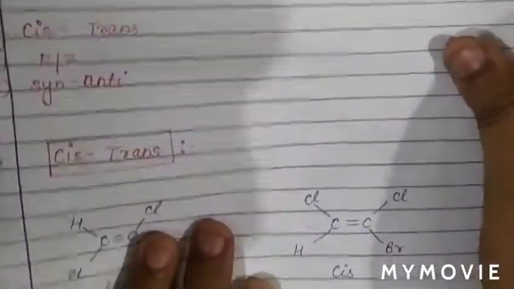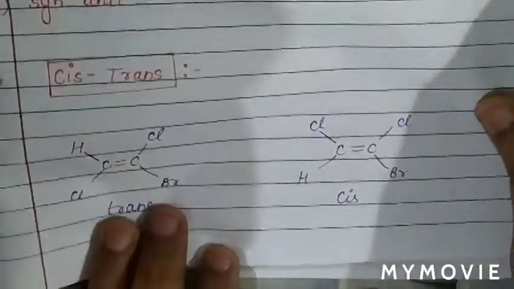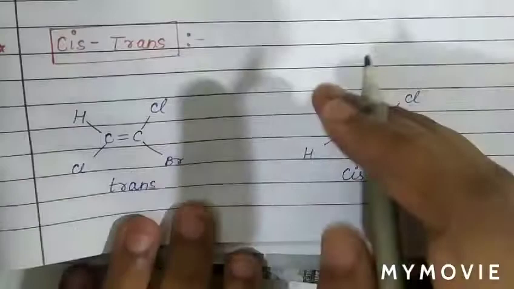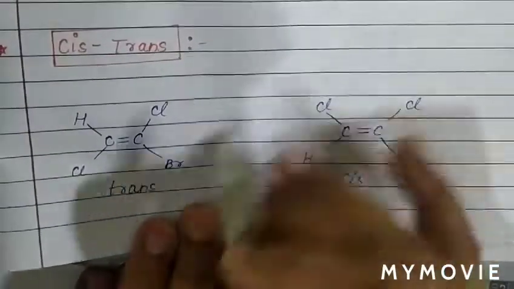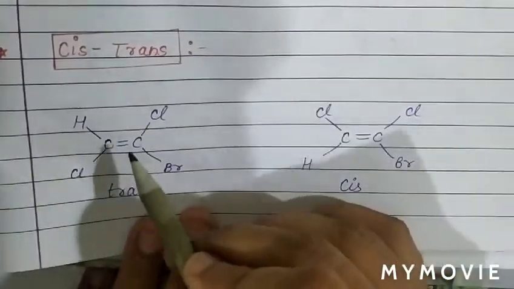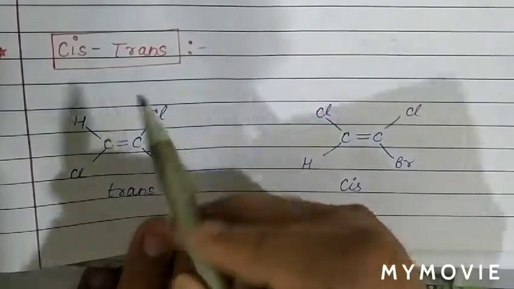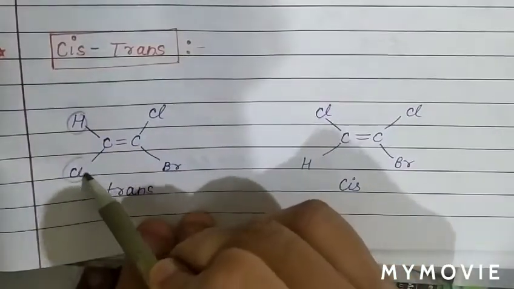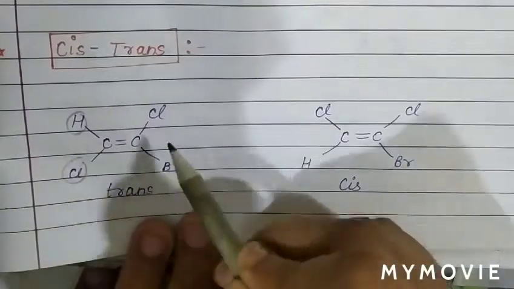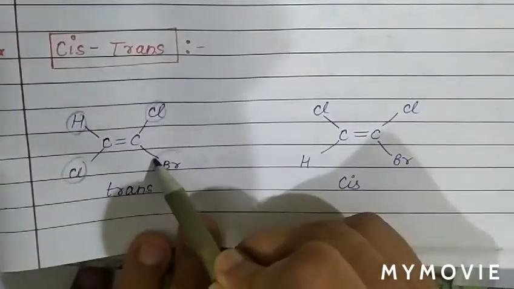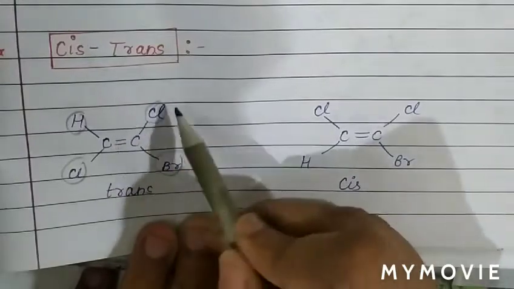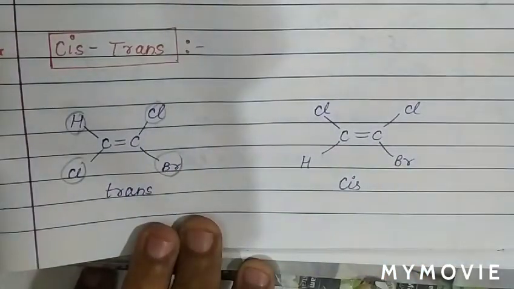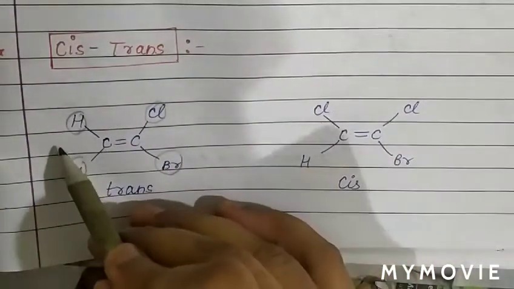Now we will discuss the most famous form of geometrical isomerism, which is the cis-trans form. As we can see in this case, this is a carbon-carbon double bond, and this is A and B, and A is not equal to B, and this is C and D, C is not equal to D, so it can show geometrical isomerism.